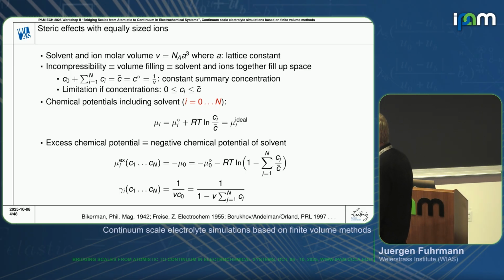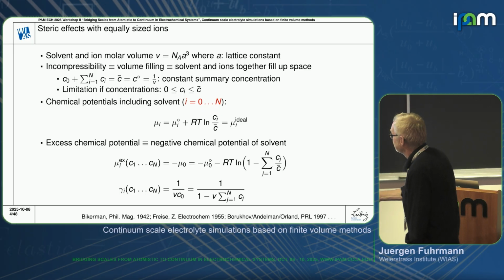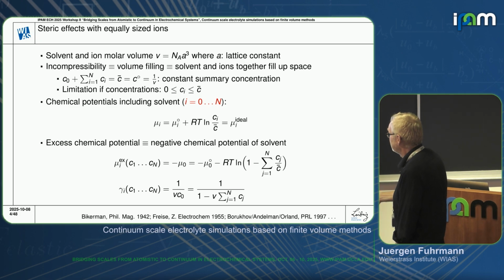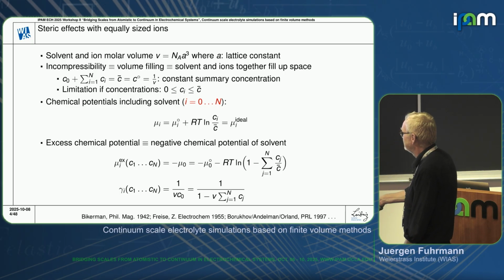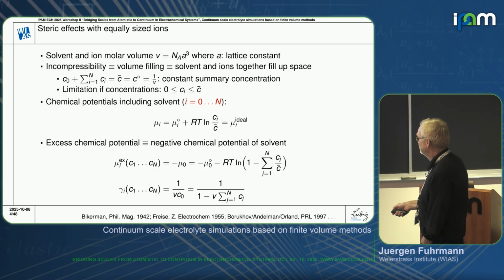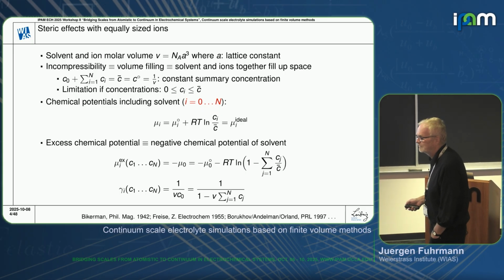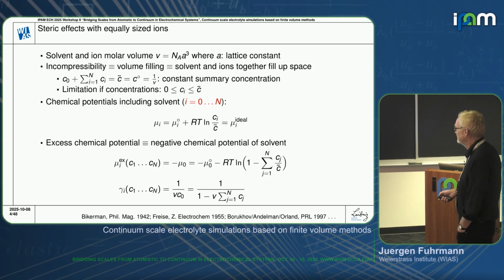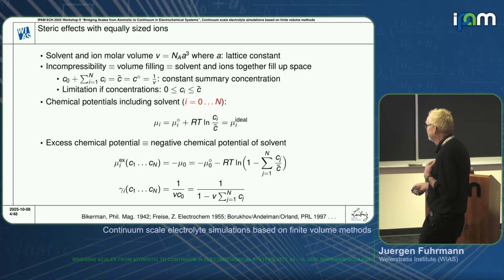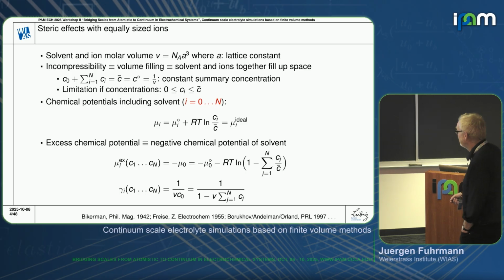We assume that the excess chemical potential is just the negative chemical potential of the solvent, which then depends on all the other species in this kind of term, and this is the equivalent activity coefficient. This approach has been known since the work of Bikerman, and there are many papers which, from independent angles, introduce these possibilities. One is the paper of Borukhov et al., which is quite well known, but Bikerman was, I think, the first who did something like this.